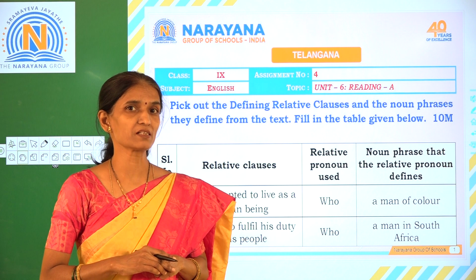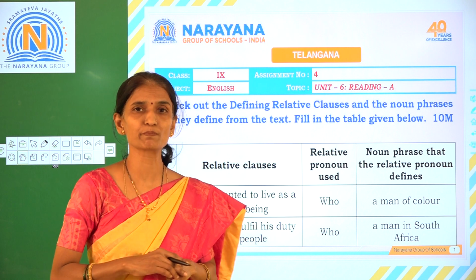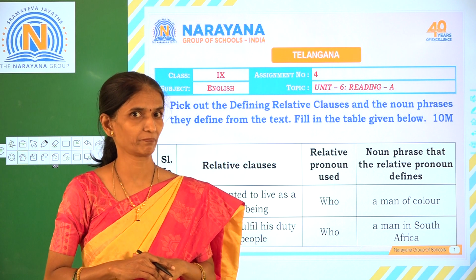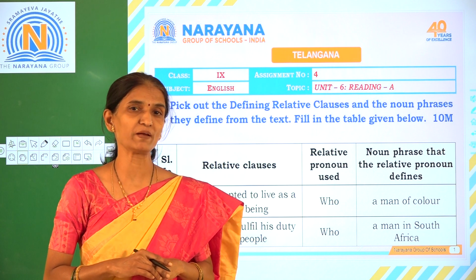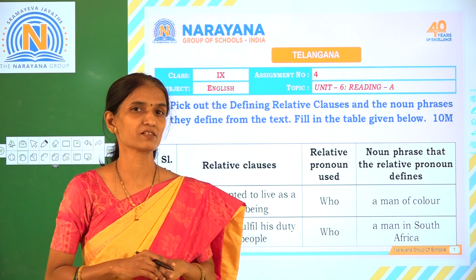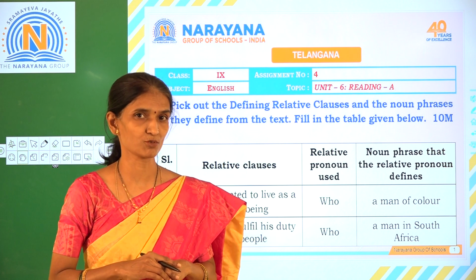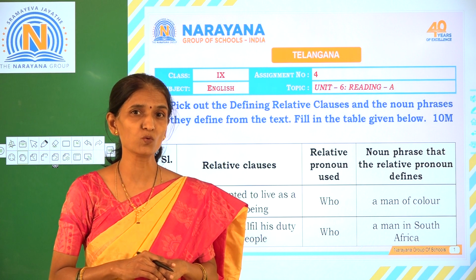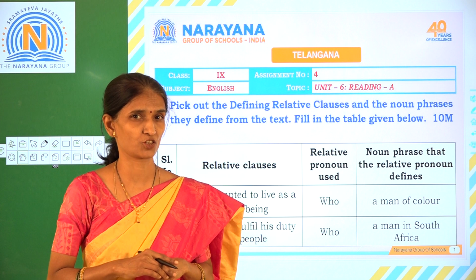Now we shall discuss the key for assignment 4, which is based on the textual grammar of unit 6 A reading. So this is an exercise based on relative clauses. Relative clauses are the clauses which contain relative pronouns, and relative pronouns are like who, whom, whose, that, which.